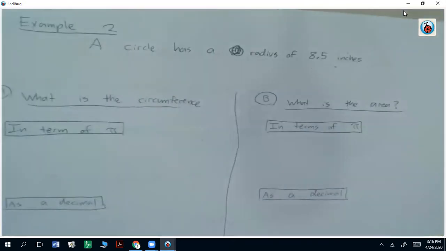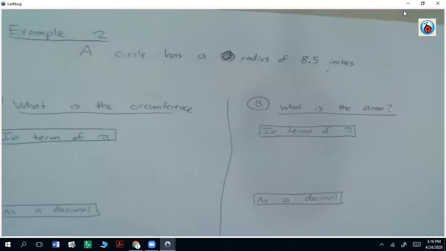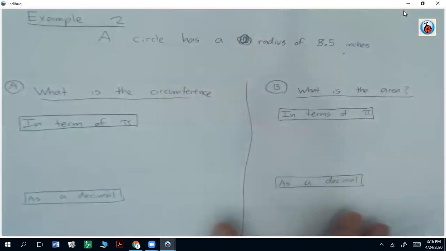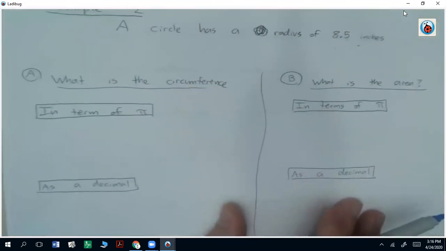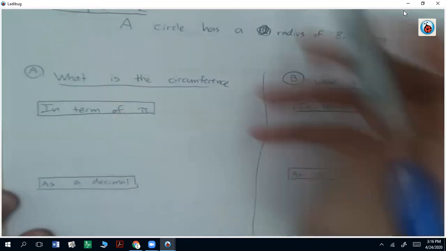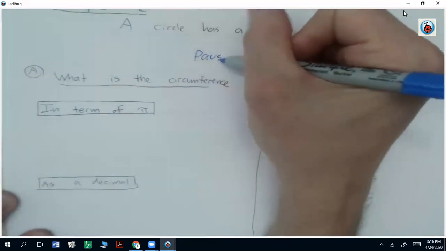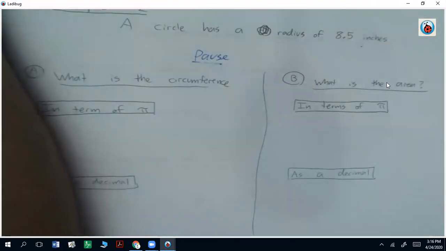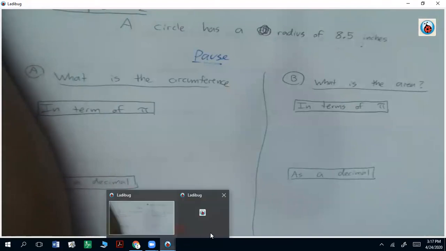Now here's your example to try. A circle has a radius of 8.5 inches. I want to know the exact same things. What is the circumference and what is the area, both in terms of pi and as a decimal? So you're going to want to pause this, and then you can see my work. So pause the video, try it on your own, and then unpause it so you can check your answers.